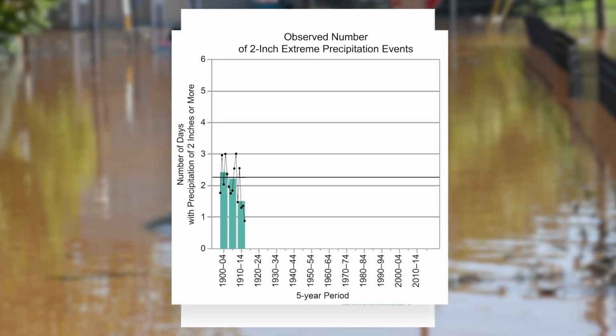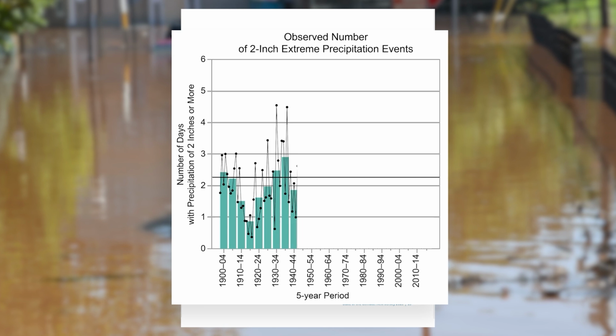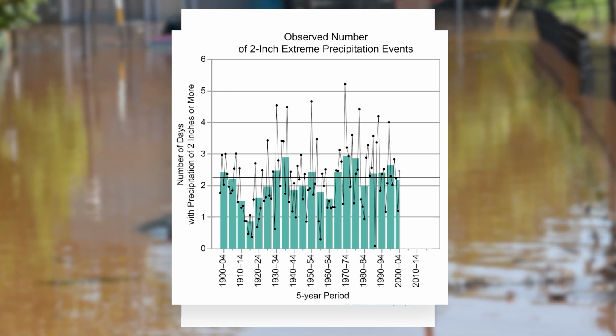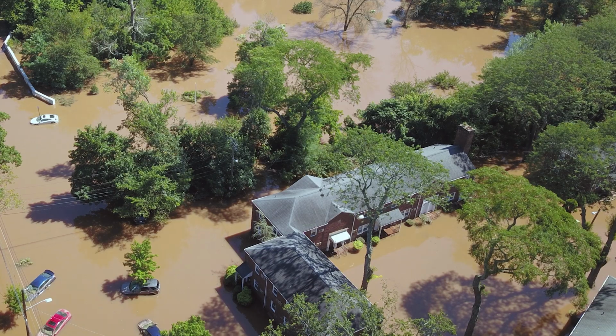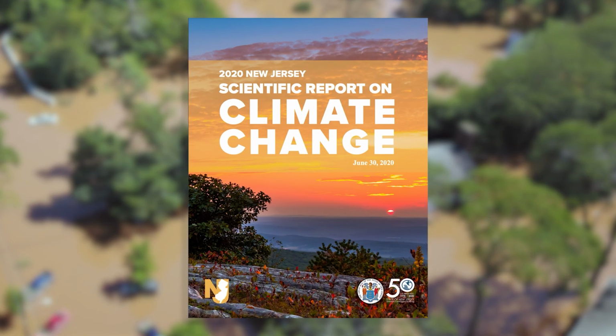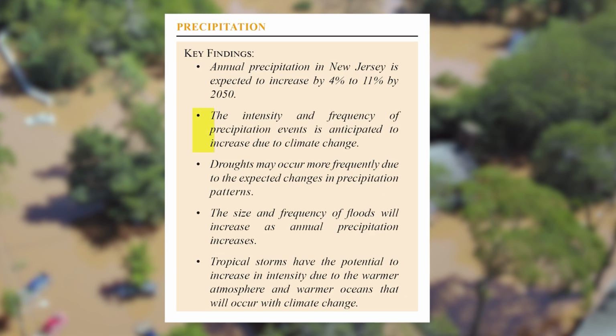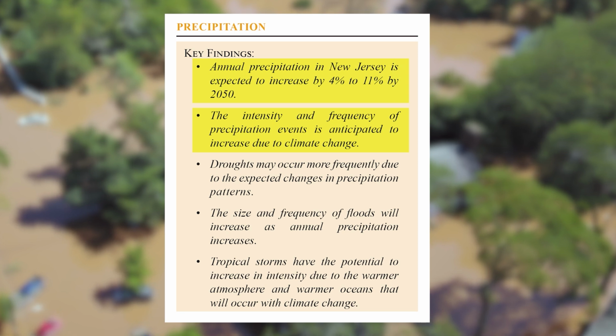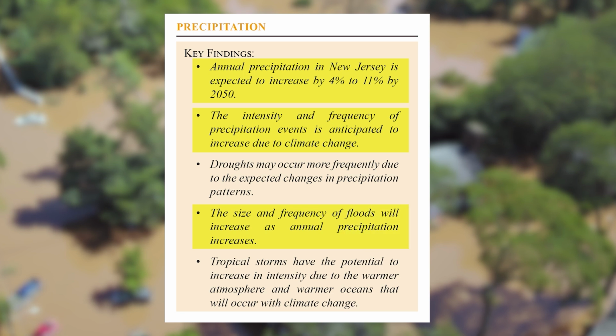University indicates that the frequency of extreme precipitation and the duration of summer dry spells are expected to increase due to climate change. The New Jersey Department of Environmental Protection's 2020 Scientific Report on Climate Change also reports that the intensity and frequency of precipitation events is expected to increase, with annual precipitation potentially increasing 4% to 11% by 2050, resulting in anticipated increases in the size and frequency of floods.